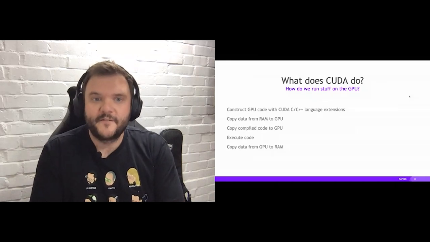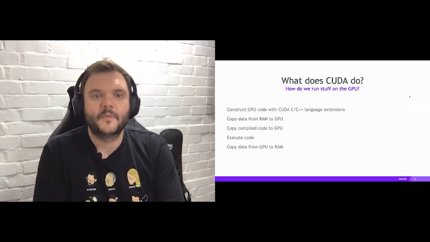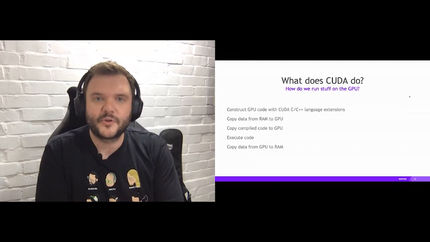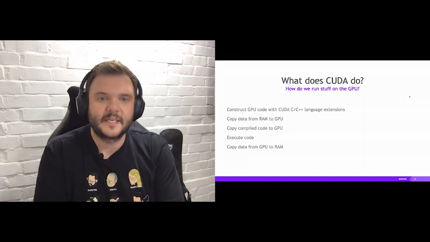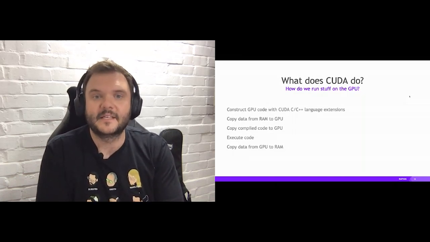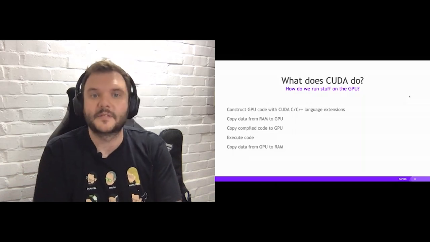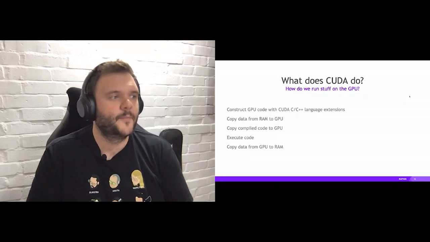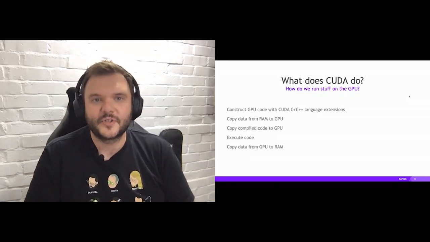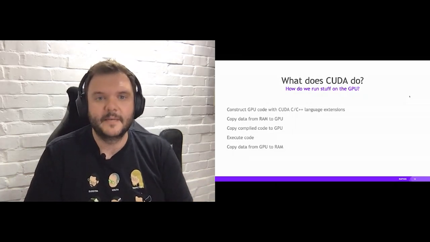So CUDA can copy stuff from RAM to the GPU RAM. It can also compile code and make sure that code is available in the RAM of the GPU. It can then say to the GPU, please execute this piece of code. And then it copies the data. You can also copy the data from the GPU memory back to the CPU. So this is the same kind of thing as what we're talking about with using SSH and FTP and whatever, but you're just using these different function calls in the CUDA C++ code.